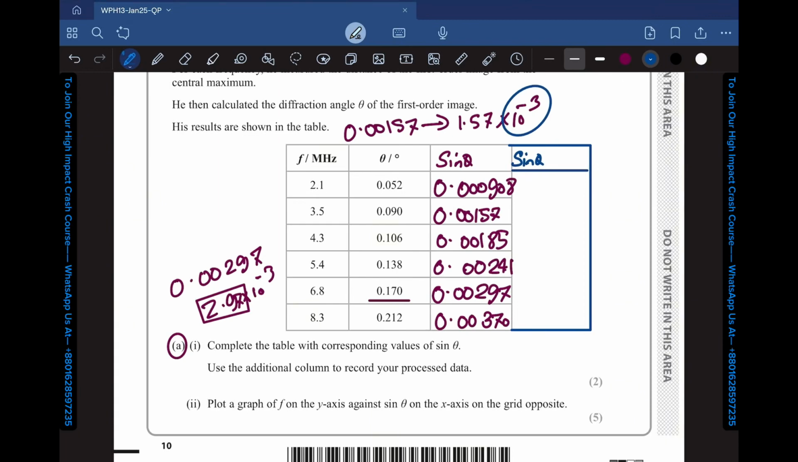We can put 10 to the power minus 3 for all of them. So sine theta into 10 to the power minus 3. This is one way we actually teach all our physics unit 6 students to make their graphs, and this is exactly the same question that has come in physics unit 3 as well. So this is actually a skill that you guys have to be able to acquire.